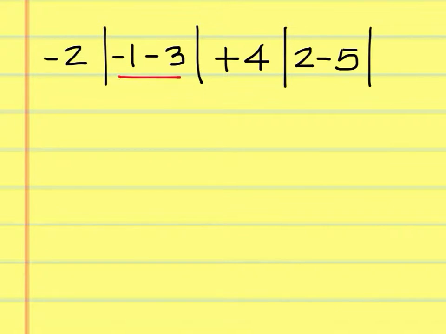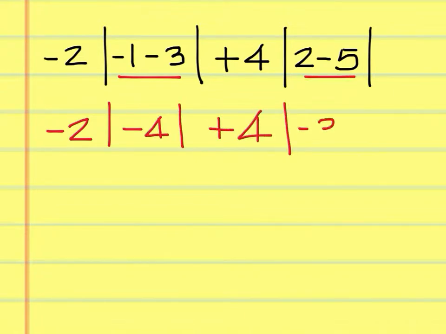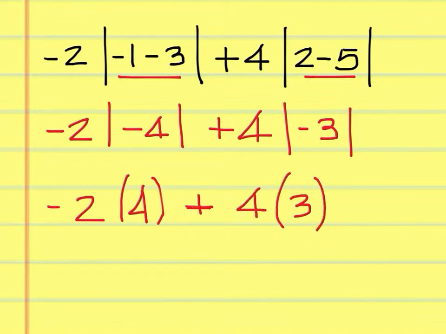Inside the absolute value brackets, you have -1 minus 3, which is a -4. And then in the other set, you have 2 minus 5, which is -3. The absolute value of -4 is +4. And the absolute value of -3 is +3. So we'll end up with a -8 plus 12, which gives us an answer of 4.